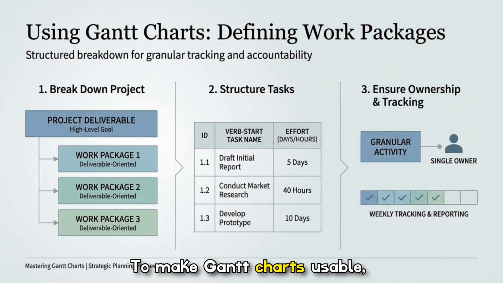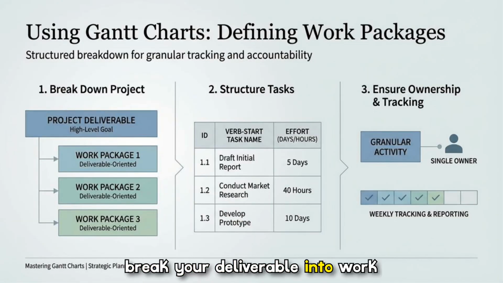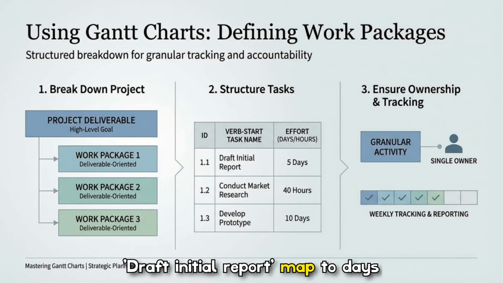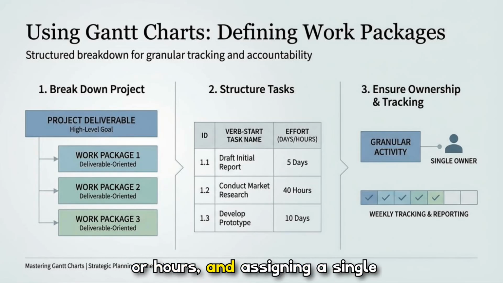To make Gantt charts usable, break your deliverable into work packages and then structure tasks into concise, verb-start rows with IDs and effort estimates. The table shown demonstrates how items like draft initial report map to days or hours, and assigning a single owner per granular activity enables weekly tracking and reporting that keeps progress transparent and manageable.